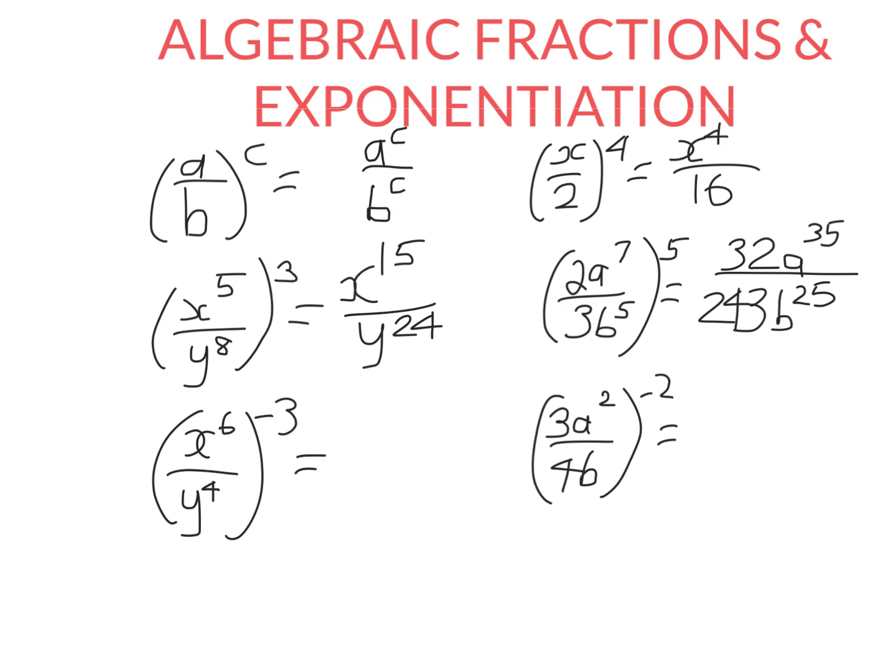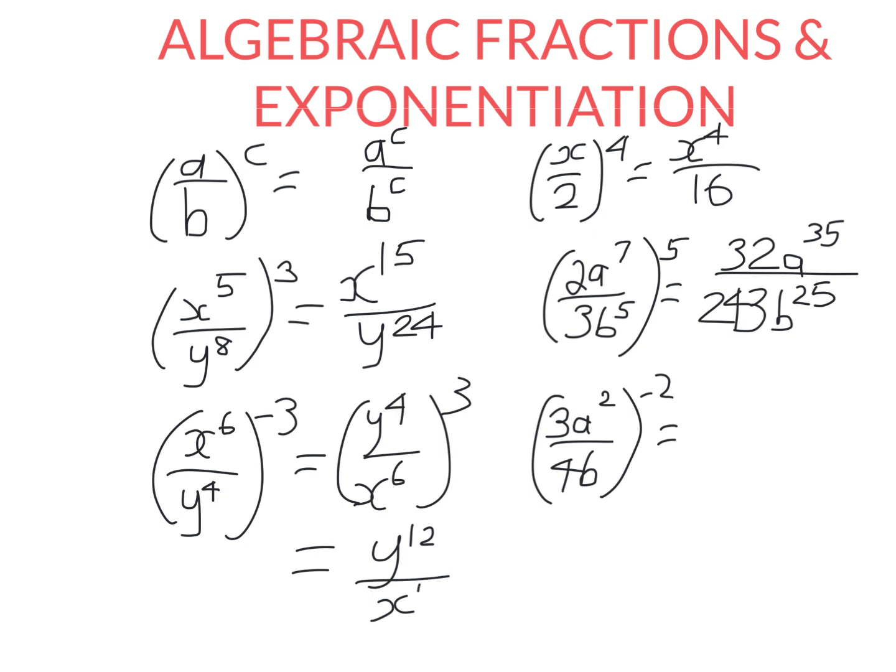So what about when you're raising fractions to a negative power? Well, what you do is you flip the fraction and you change the power to positive. So now it's just like all the others. Raise the top to the power, raise the bottom to the power. And here I multiplied the powers, 6 by 3 and 4 by 3, because when you raise a power to a power, index to another index, you multiply them.